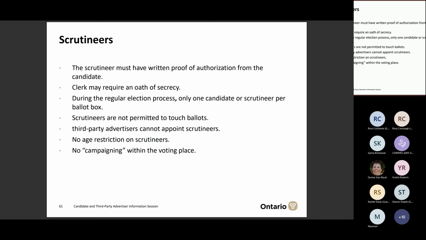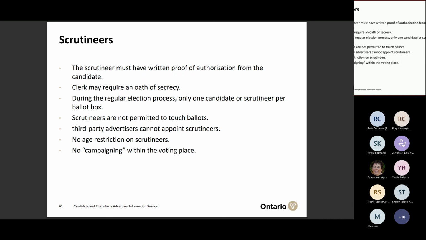In the traditional election where voting takes place at a poll, the Deputy Returning Officer, DRO, is in charge of the activity in the voting place, and the DRO may ask the scrutineer to leave if the scrutineer is not complying with the legislation. Candidates and scrutineers should respect that the DRO must ensure fairness, access, privacy, and security of the vote. A useful tip: check with the clerk to see if a list of scrutineers' rights is being given to election staff at the poll.